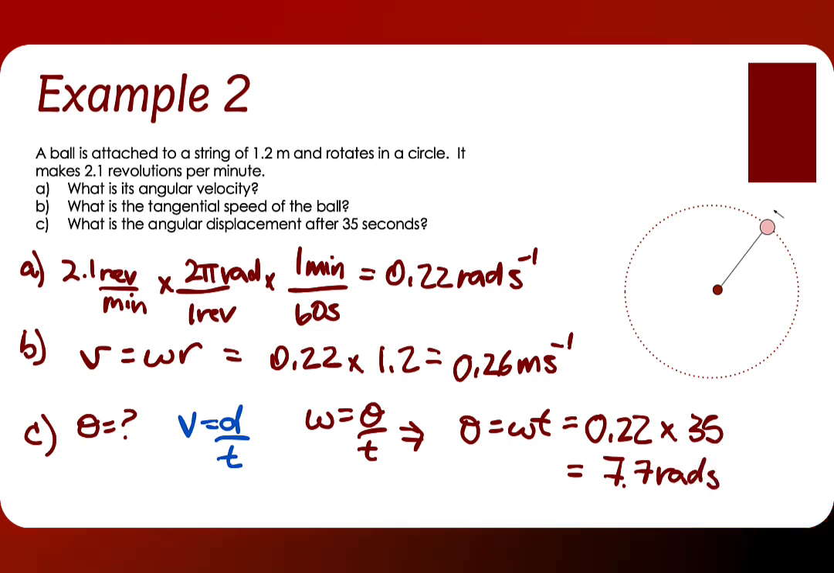Not degrees, but radians. Note that sometimes they'll also ask how many revolutions would this do, so if that was the case, I would divide this by 2 pi. Or if I wanted to change it into degrees, I would divide it by pi and multiply by 180.